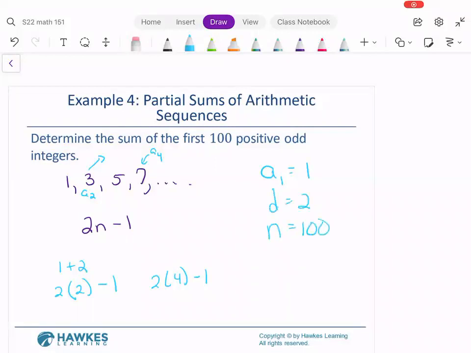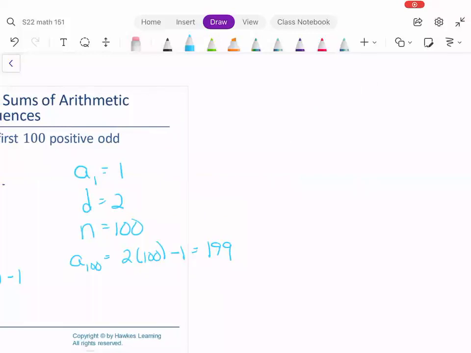we can calculate a sub 100 is going to be 2 times 100 minus 1, or 199. We can actually use either partial sum formula, and I'm going to show you both of those.